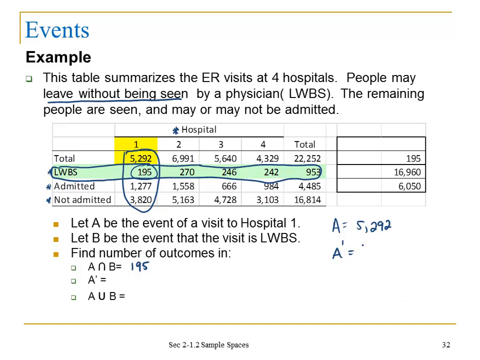The 22,262 minus the 5,292 is 16,900. That's correct. So you're going to look at the total. You can do this 2 ways. You can add hospital 2, hospital 3, and hospital 4, or you just look at the total, which is 22,252 minus the number of patients that went to hospital 1. So this is 5,292. This is going to be equal to 16,960.